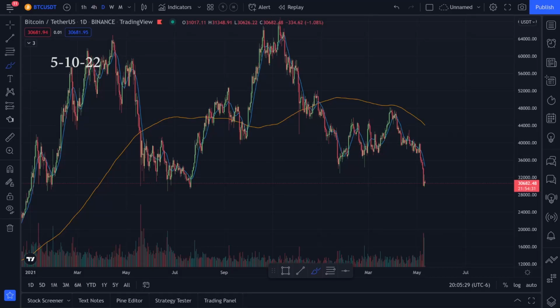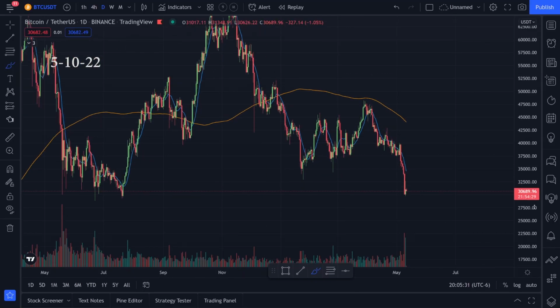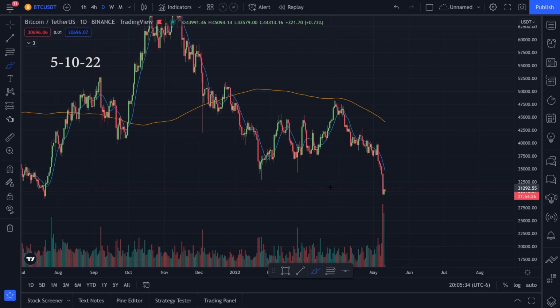Let's take a look at the chart action for Bitcoin. Okay, so here's what I'm looking at. We haven't looked at charts in a while. Sorry for no updates, but I've been working. And let's just go ahead and jump into this though.